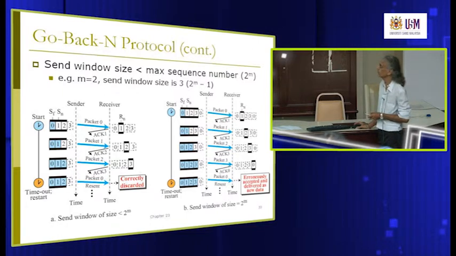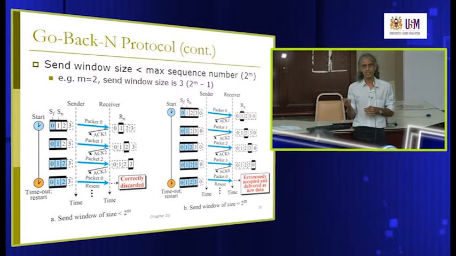So if we use 2 bits to represent sequence numbers, 2 to the power m is 4, minus 1, that means 3. So our window size should ideally be 3. If we use 2 bits, our packets will be numbered 0, 1, 2, 3, 0, 1, 2, 3, 0, 1, 2, 3.